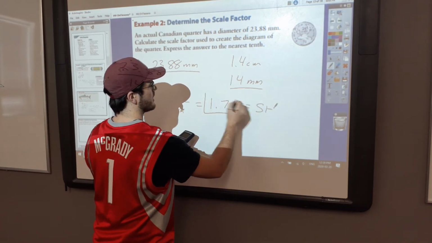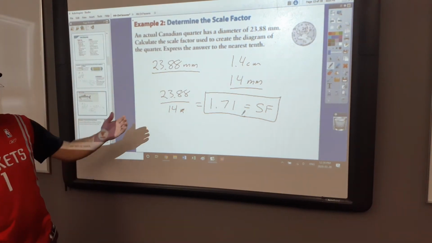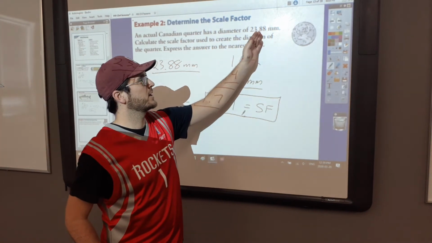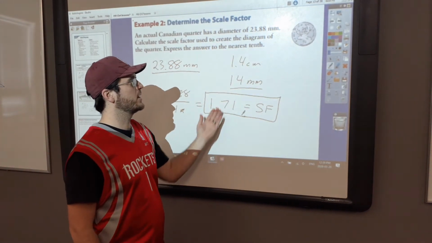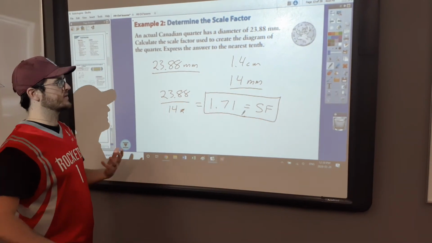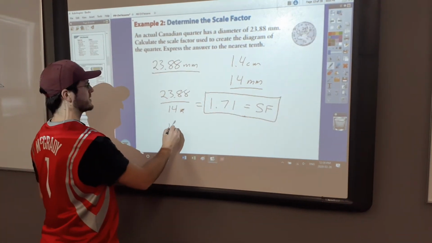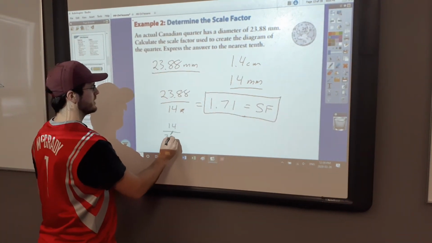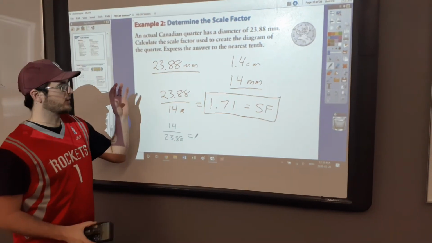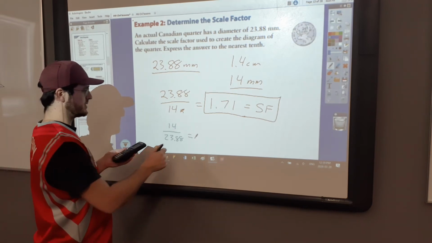Now, this is where some common sense comes into play. If I just think of this as a scale factor of 1.71, that means going from the smaller one to the bigger one, I need to multiply by 1.71. If I was going from the bigger one to the smaller one, then I would be dividing by 1.71. So you actually could also do the scale factor the exact opposite way. You could do 14 divided by 23.88, and that'll give you going from the big one to the smaller one. So 14 divided by 23.88 gives you a different scale factor.